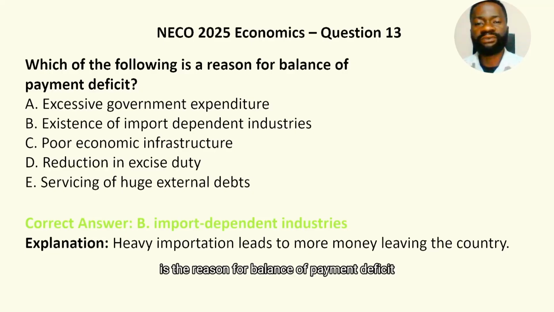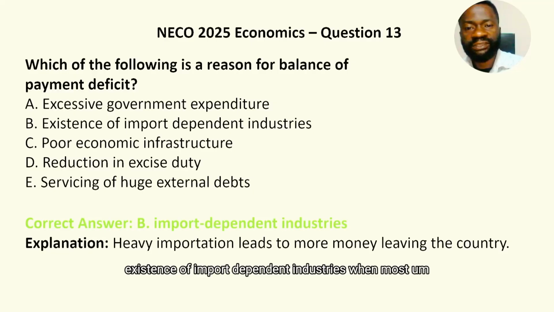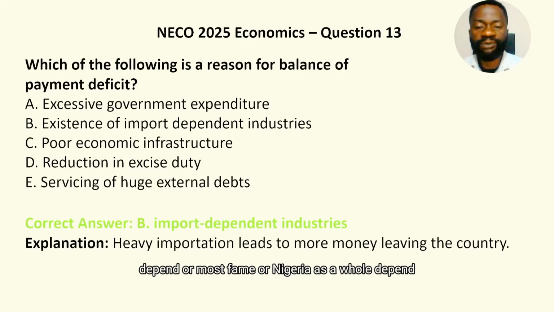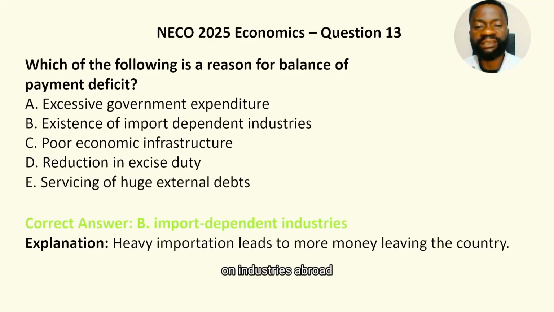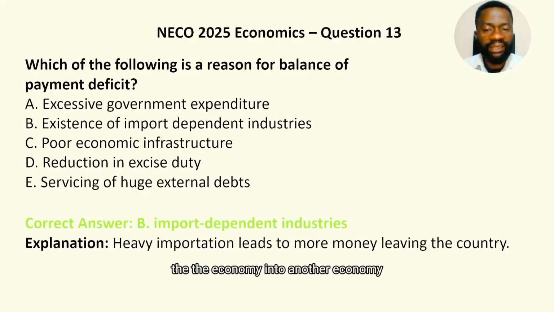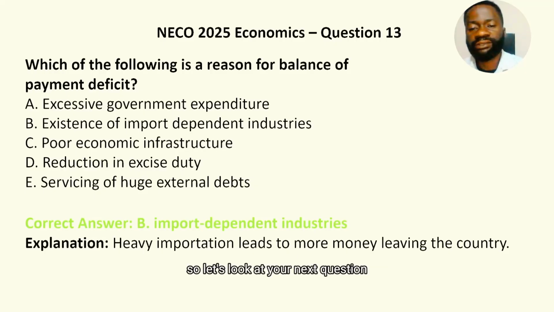Which of the following is a reason for balance of payment deficit? Existence of import-dependent industries. When most firms in Nigeria, or Nigeria as a whole, depend on industries abroad for production of some goods and services, every importation leads to more money leaving the economy into another economy. So let's look at the next question.